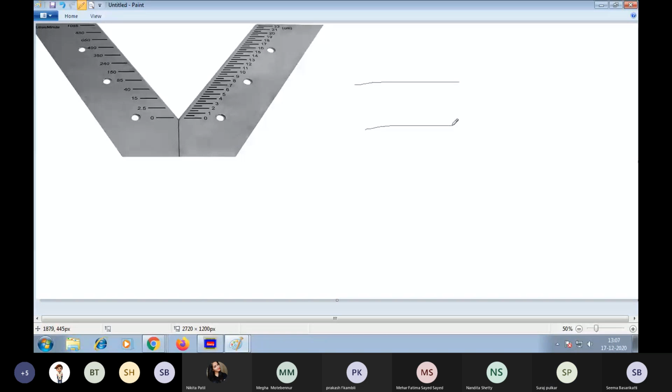It is a thin metallic plate. This metallic plate is very thin, and we are going to fix it at the end of the canal or a channel.